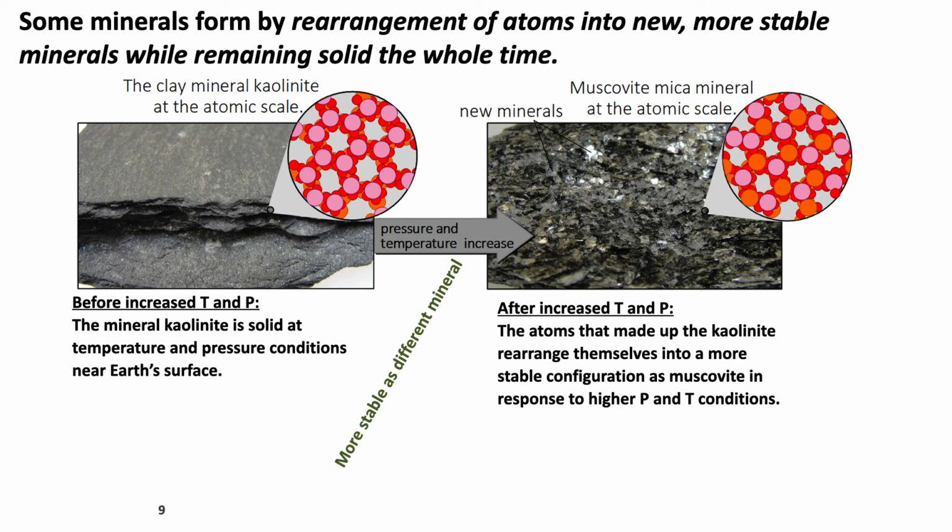Instead, what's more stable is they form into a mineral called muscovite that you're going to spend a lot more time with and get to know over a lot of the rest of this class because it's in most kinds of rocks. So the atoms that made up the kaolinite, due to the increased temperature and or pressure, rearrange themselves into a more stable configuration as muscovite, in response to that temperature and pressure condition. Basically we have the same atoms involved, but now they're rearranged in a different, more stable pattern that makes a different mineral in this particular case.